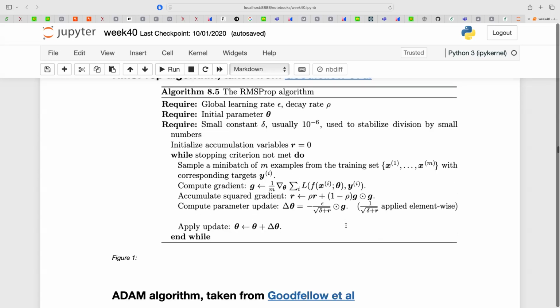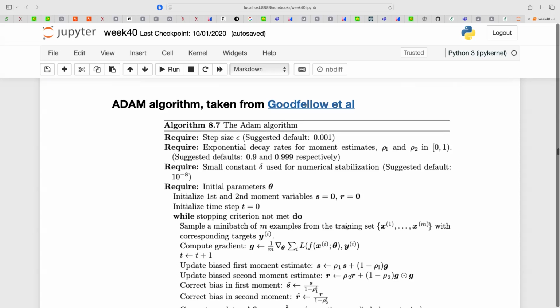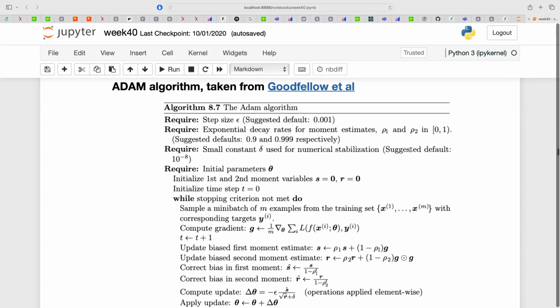Now, Adam, on the other hand, is just summarized here. So that introduces two new parameters. So we have rho 1 and rho 2, which have been tuned to some specific values. So there are actually some suggested defaults from Adam, the paper by Kingma. And there's a suggested default value for the step size.